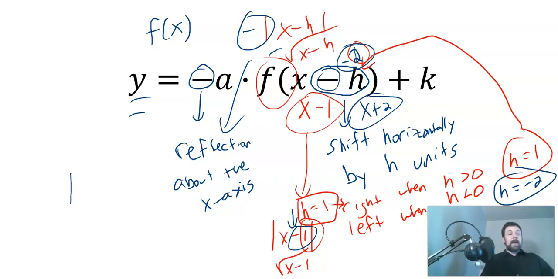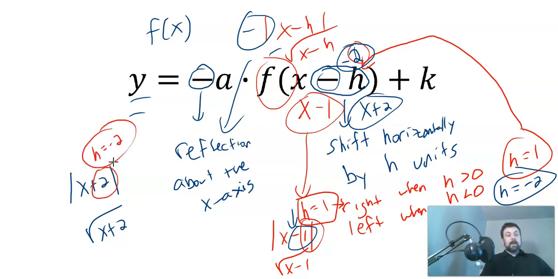So if I see absolute value of x plus 2 or square root of x plus 2 as my equation, having a plus sign in front of that number tells me that that's the case where h is negative. And that's going to shift the graph to the left too. All right, so if you see a plus sign with the number, it'll shift the graph to the left. If you see a minus sign with the number, it shifts it to the right.